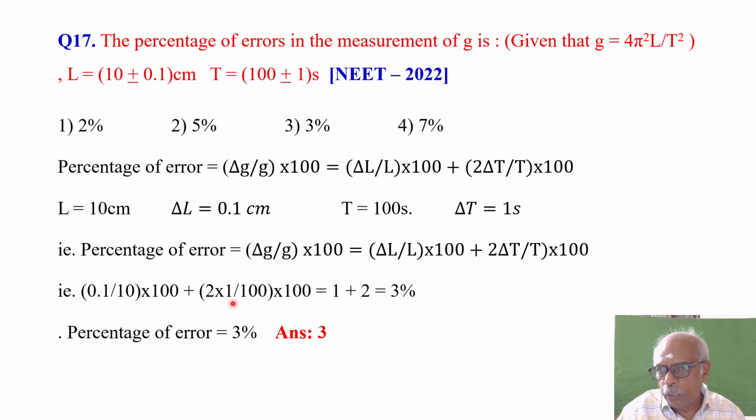So what is 1? 100 by 100? 1. So 1 into 2 is 2. So 1 plus 2 is equal to 3%. So 3% is the right answer. The percentage of error in the measurement of G is 3%. So option 3 is the right answer for this question.